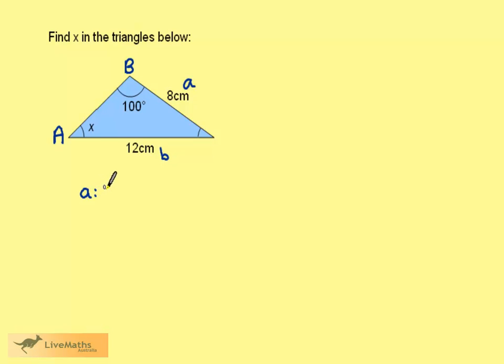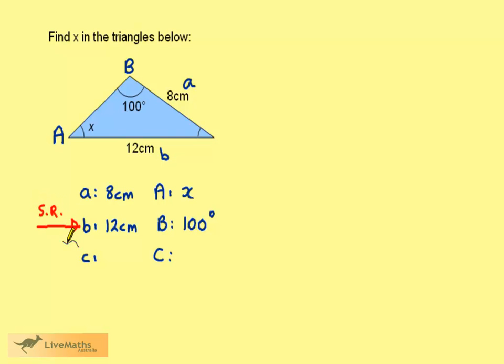If we now collect in a table, a is 8 centimeters. Angle A we're trying to find. b we know is 12 centimeters. Angle B is 100 degrees. We don't need to know C and c, and we don't know anything about them. The fact that we know both things in a particular row tells us we're going to use the sine rule.